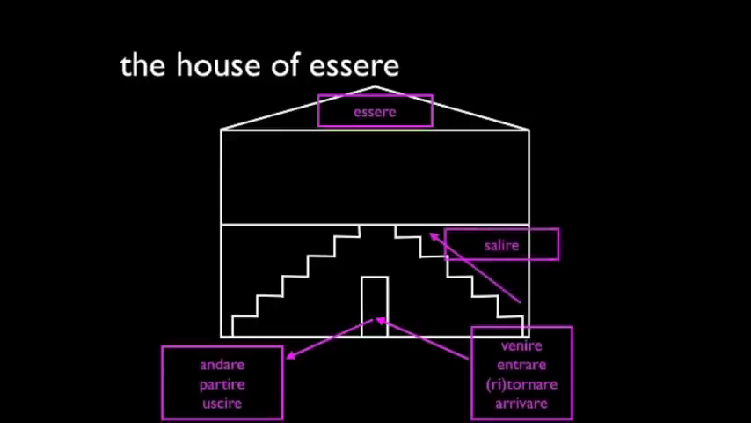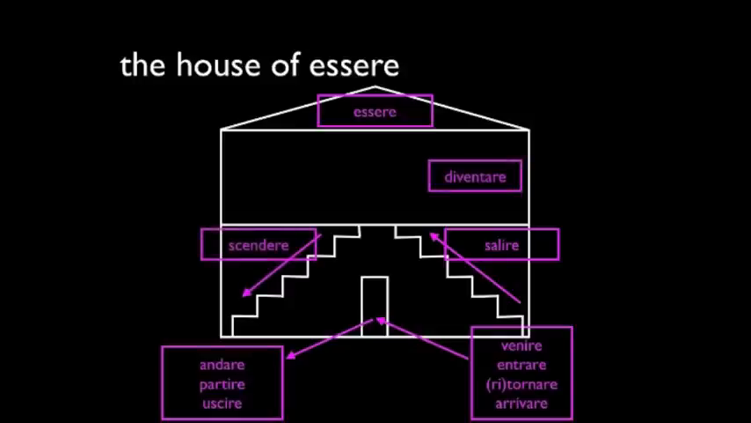There's also salire, which is to go up, and scendere, which is to go down. There's a verb like diventare, which means to become, and that doesn't really have much to do with the house, other than you can picture somebody in the house becoming something while they live in the house. Other verbs, stare, rimanere, restare, all verbs dealing with staying.